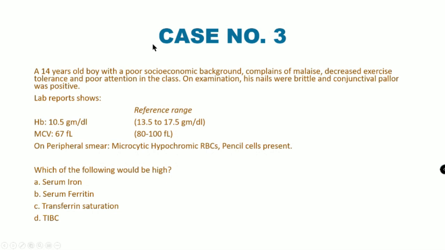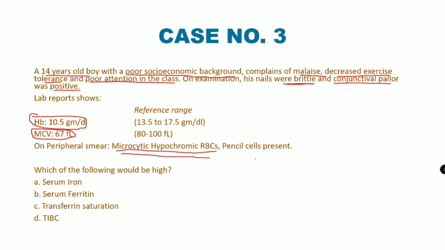So scenario number three: a 14-year-old boy with poor socioeconomic background complains of malaise, decreased exercise tolerance, and poor attention in the class. On examination, his nails were brittle, conjunctival pallor was positive, and lab reports show that the hemoglobin is low, mean corpuscular volume, MCV, is low, and on peripheral smear, microcytic hypochromic RBCs are present along with pencil cells. So which of the following would be high in this condition? So pause the video and think about the answer and I will be back.